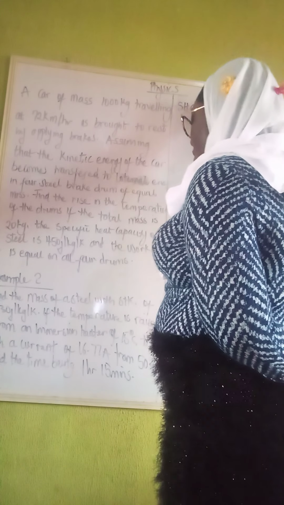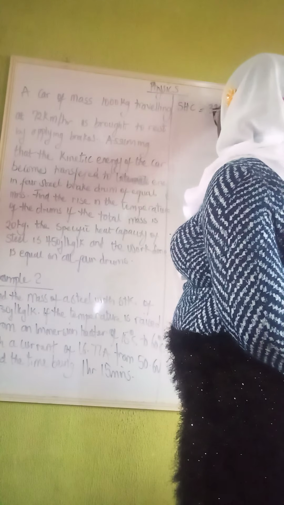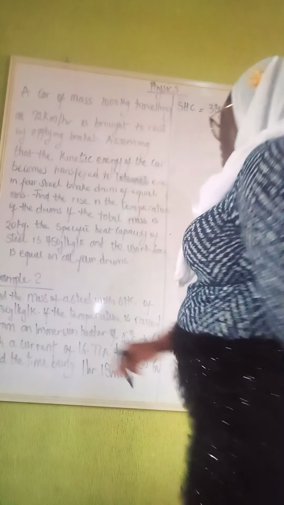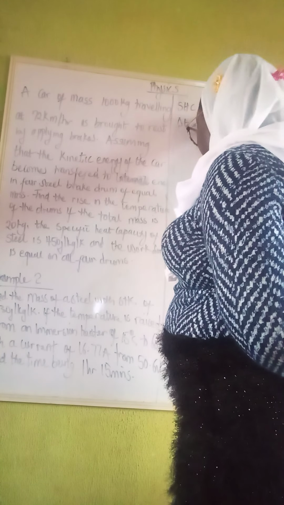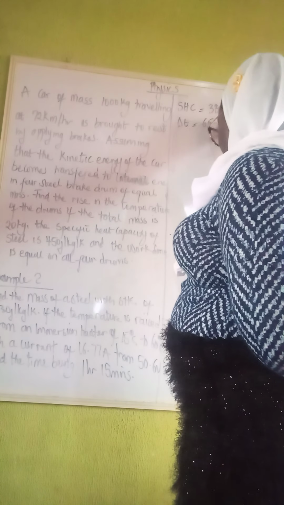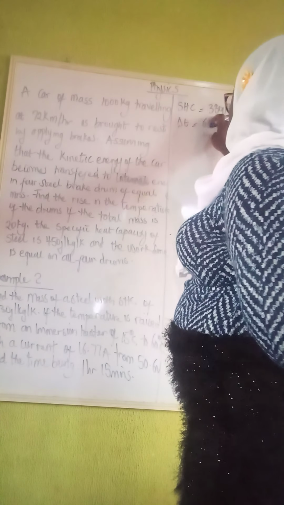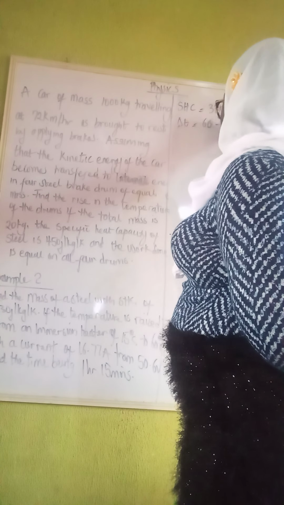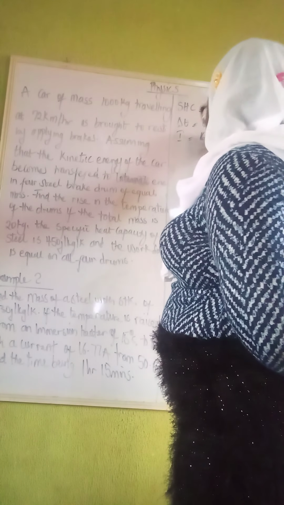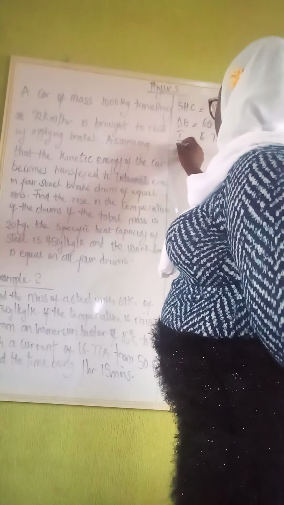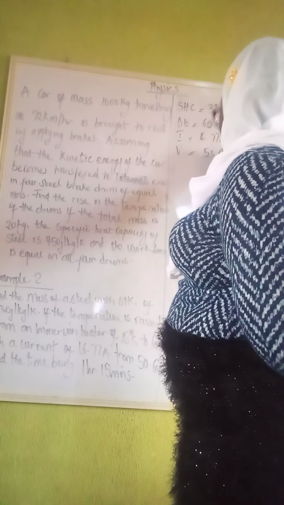Let us write out the parameters. Let's start with this. The specific heat capacity of the steel is 330 joules per kilogram per Kelvin. So here the temperature is raised. What is the change in temperature? That will be from 15 to 60, so 60 minus 15, and that will give us 45 degrees Celsius. So here, what is the current? The current I is 16.77 amperes. The voltage V is 50.6 volts.